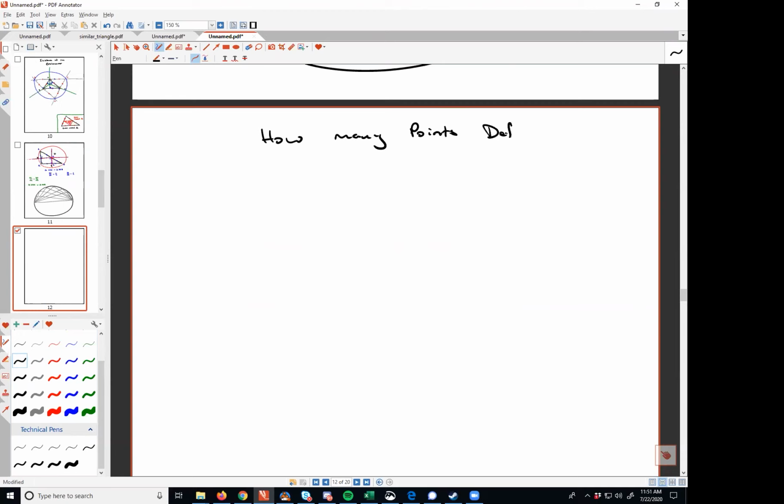I want to say 2, but I'm not sure exactly what you mean by points that define a circle. Well, 2 points define a line, because if I have just 1 point, I can draw infinitely many lines in the plane through that point. But if I draw 2 points in a plane, there is exactly 1 line that passes through those 2 points.